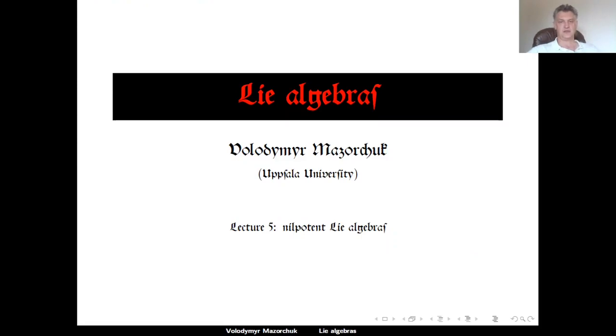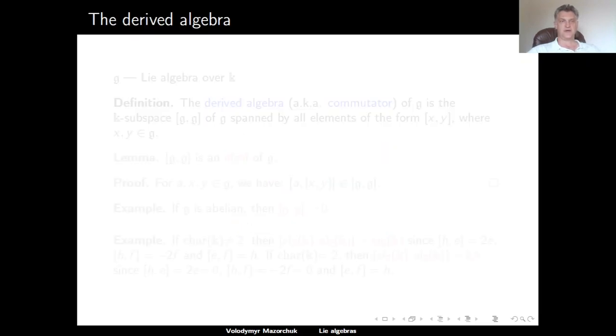In this lecture, lecture number 5, we will talk about nilpotent Lie algebras. Let us start with defining the notion of the derived algebra. Throughout the lecture, we denote by G a Lie algebra over K.